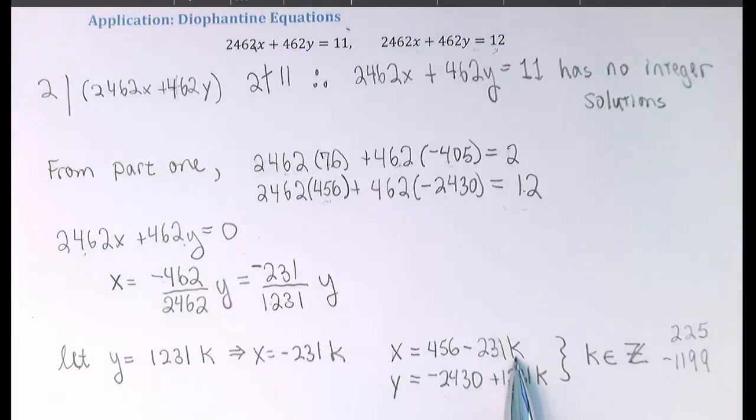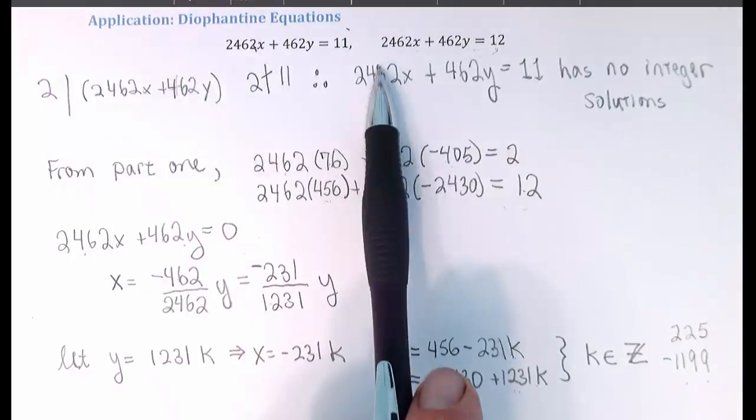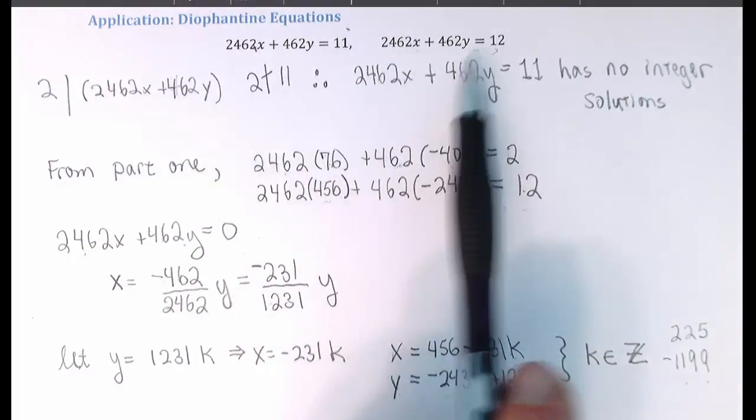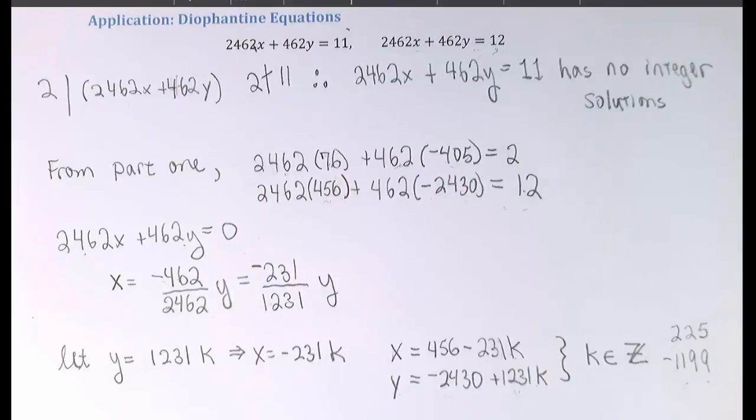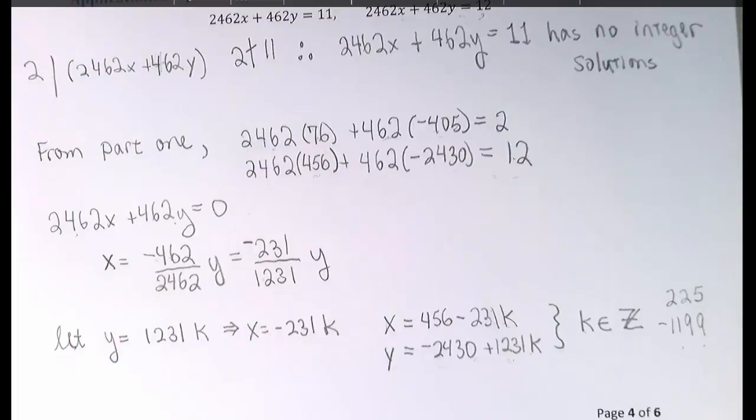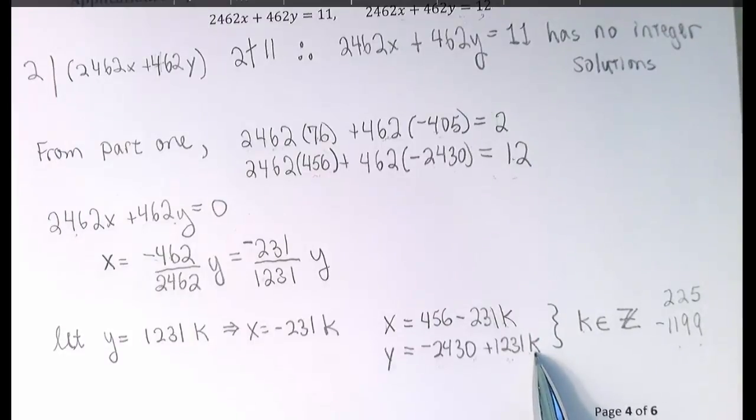We don't need to do this, but if we wanted to, for assurance, check our solution, we could try setting, for instance, k equal to 1 in these two expressions, and we'd get x is 225 and y is minus 1199. If we plug these two values back into the expression 2462x plus 462y, we do in fact get 12. And in fact, we'll always get 12. This then is the set of all possible solutions, and they're guaranteed to be integer solutions as long as we're choosing k to be an integer in this pair of equations.